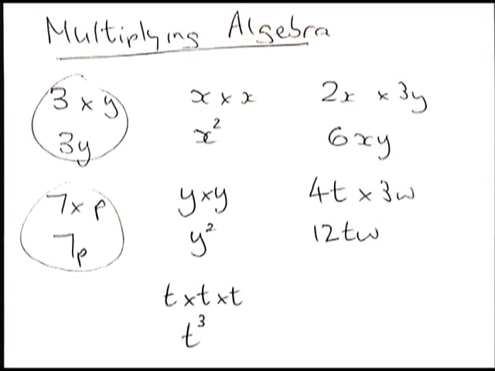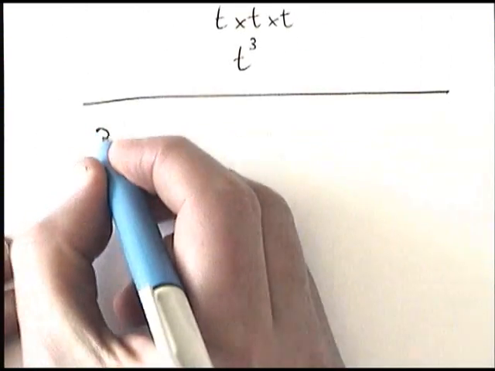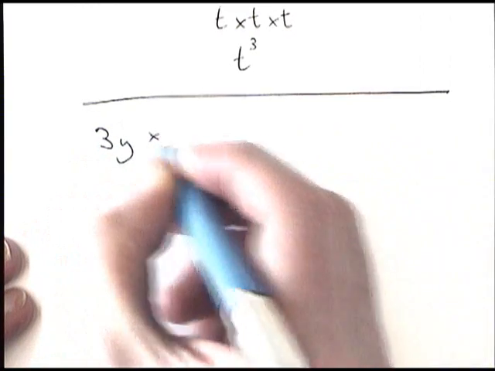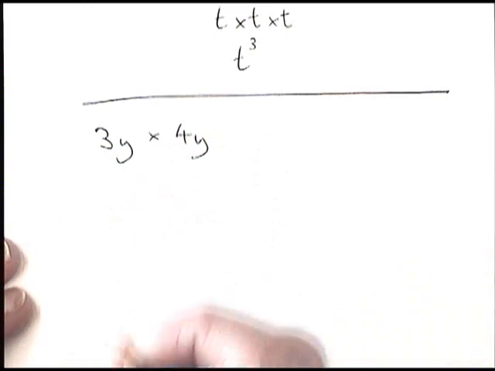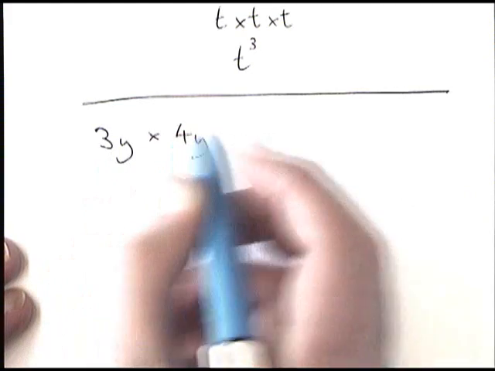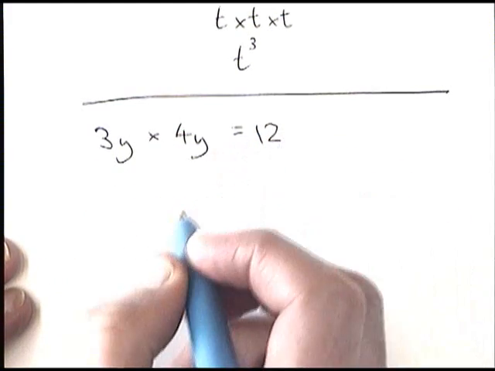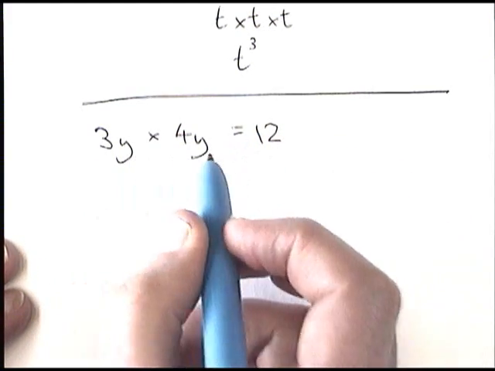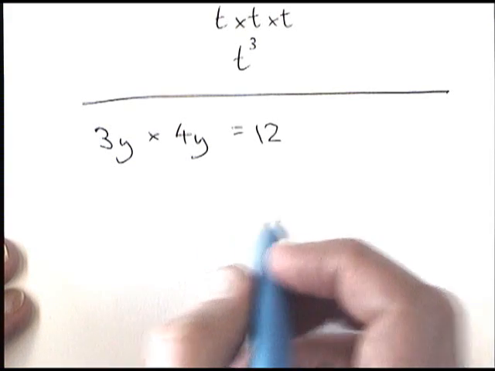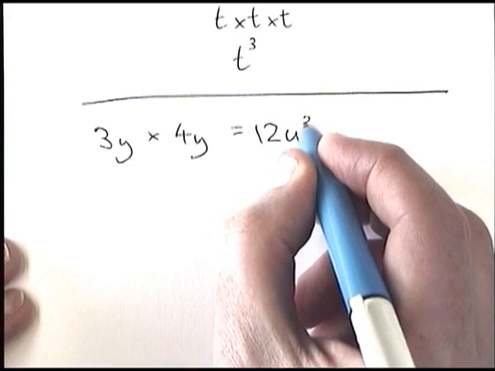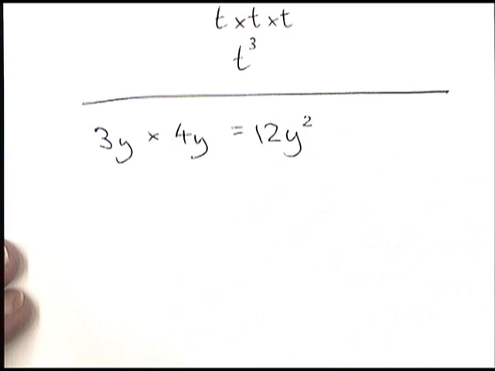So let's go on to some harder examples. If we've got 3y times by 4y, 3 times by 4 is 12. We've still got to do the y times by y. And from what we said earlier, y times by y is y squared.